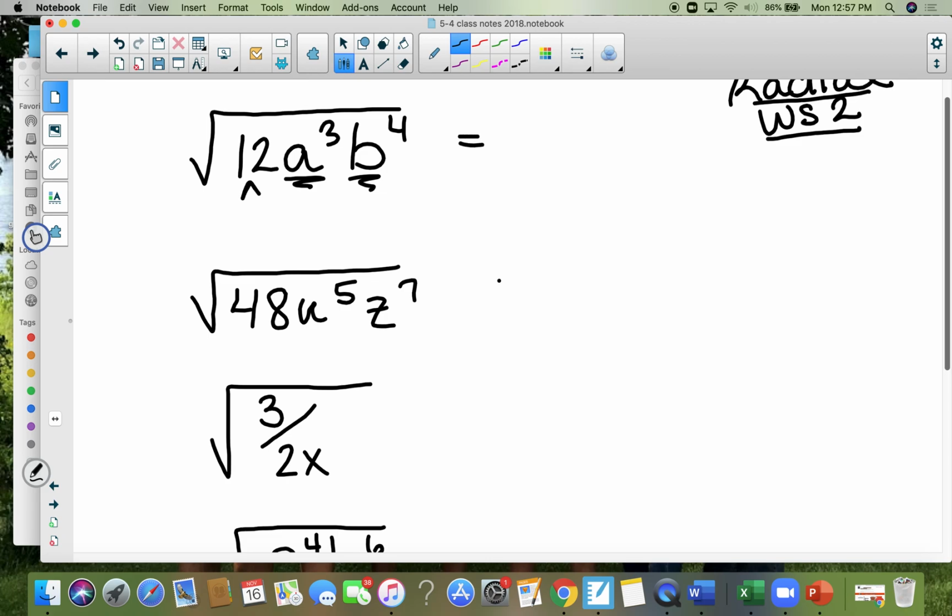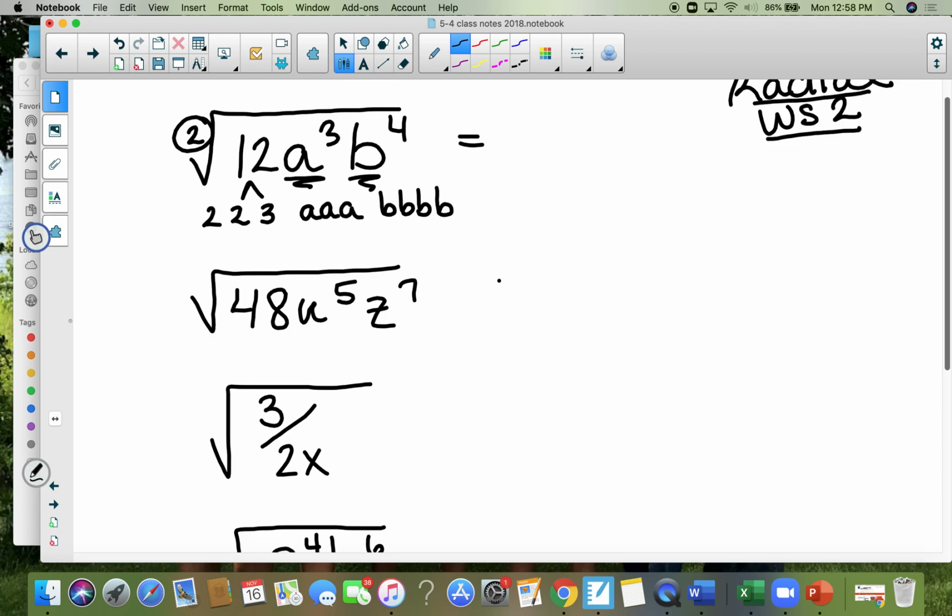You're going to take the 12 and break it up into a 2, a 2, and a 3. We have 3 A's and we have 4 B's. And we're going to do the exact same concept. We are going to be looking for the square root, or we're going to be looking for 2's of something. So you're going to do the same concept like we did on the first worksheet, except we have variables also.